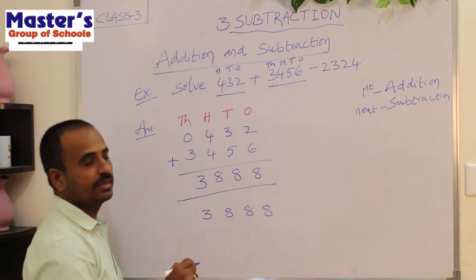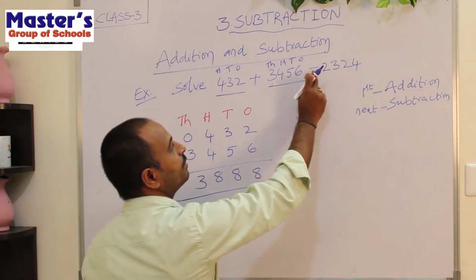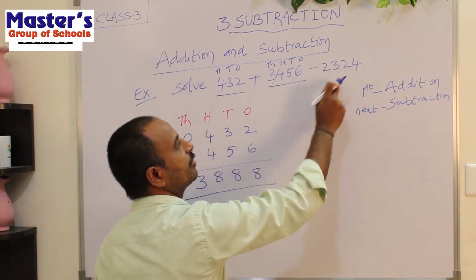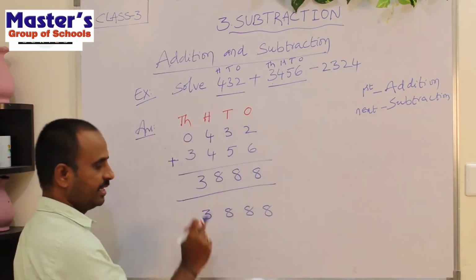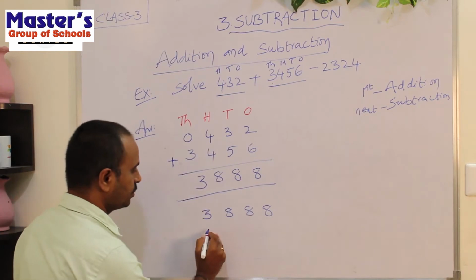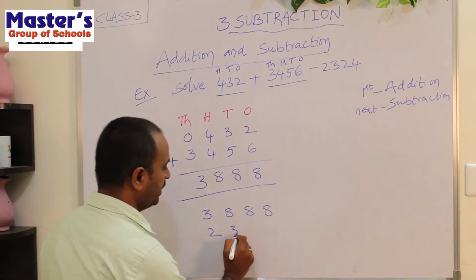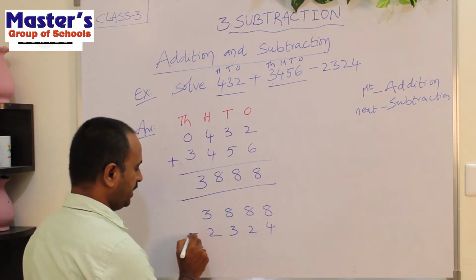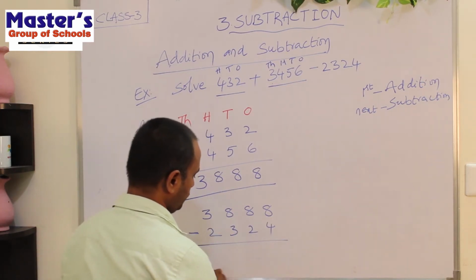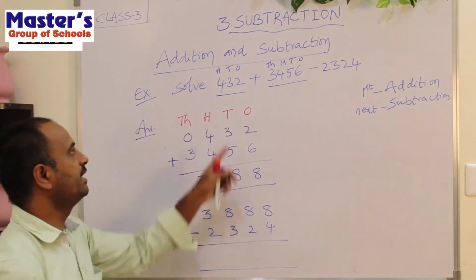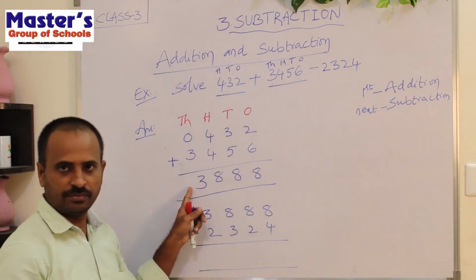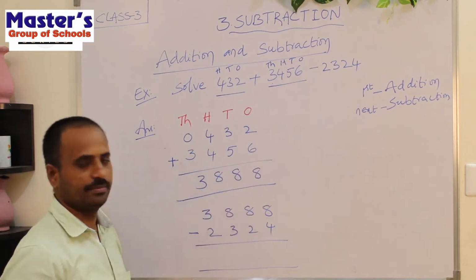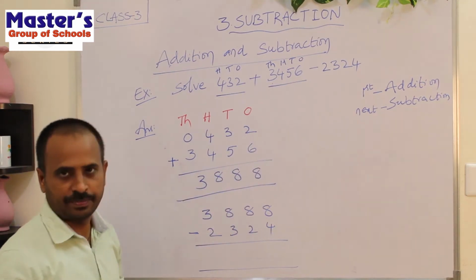And write the number which has a minus symbol. Which has the minus symbol here? 2324 has the minus symbol. So write that number below the sum: 2324. So now subtract these two numbers. First we have added the two numbers, we get a sum, and now subtract the third number from the sum. So now do the subtraction here.